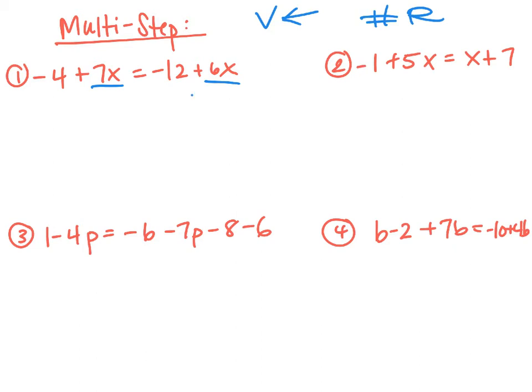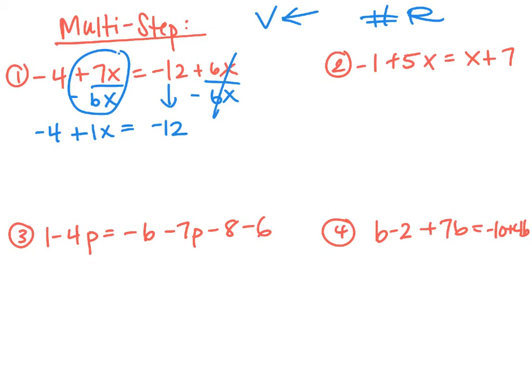So we want to move this 6x to the left. To do that, since it's plus, we do minus. So you bring down the negative 4. 7 minus 6 is positive 1, so plus 1. Bring that down. 6 minus 6 cancels. That's what we were trying to do, trying to get the variables off of that side.